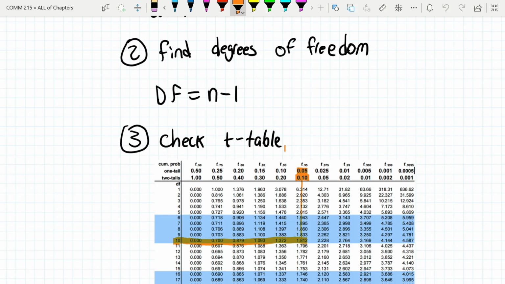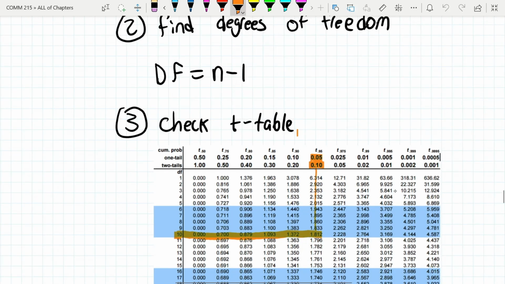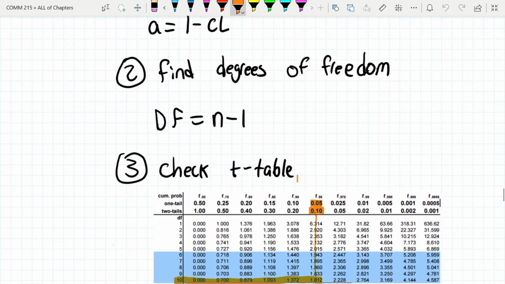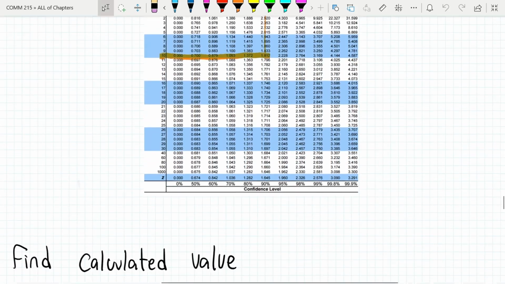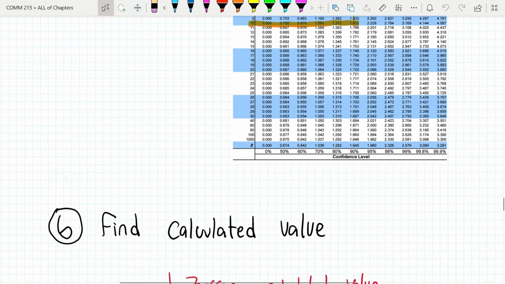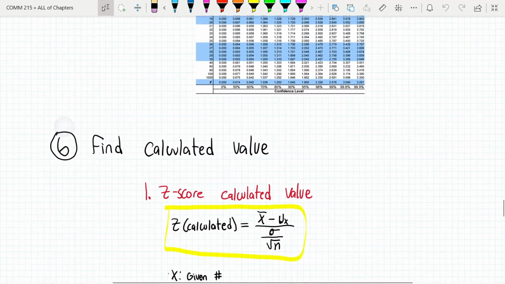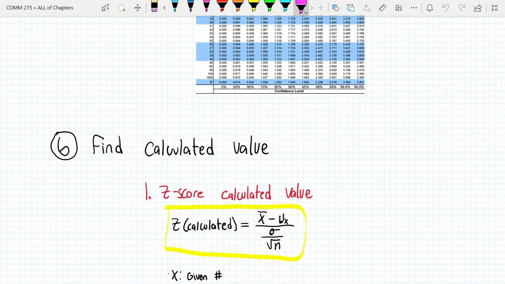And so on the left, we have our degrees of freedom over here, and all you want to do is find where the two meet. They both meet at 1.812, so that would be our t critical value. So now step 6 is to find your calculated value. I'll highlight that for you guys.